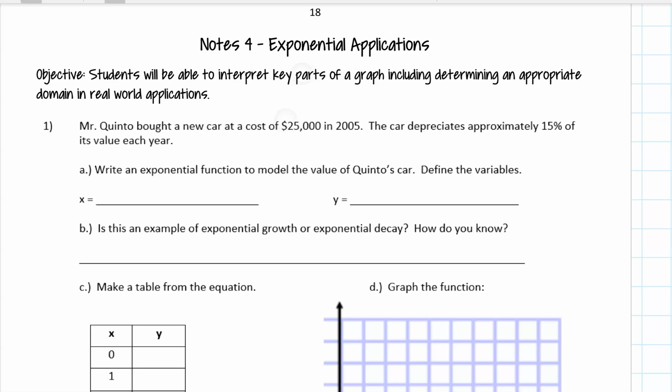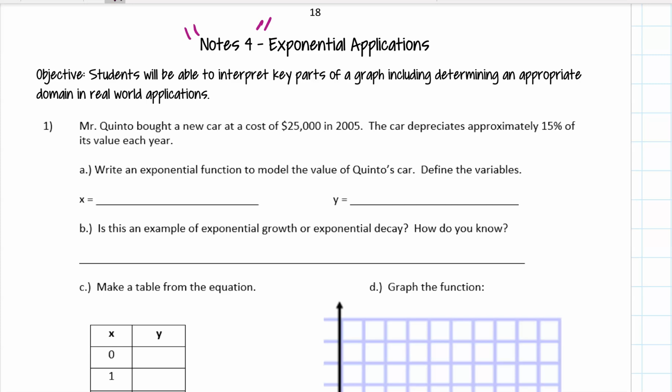Hey everyone, all right, we're going to do the real notes for exponential applications. So we're going to take situations and create equations, do a table, and graph. Okay, so we're going to pick them apart to give some information and show information.